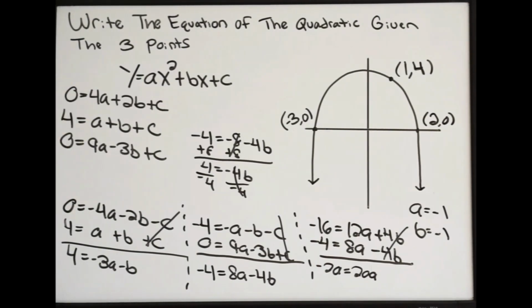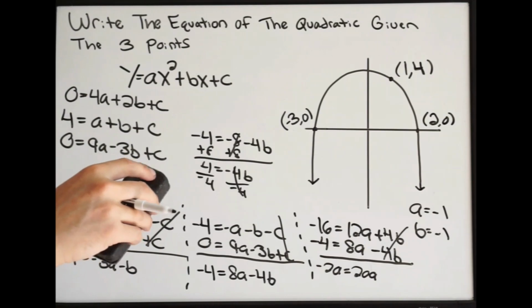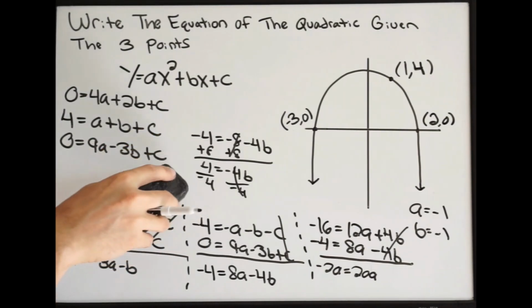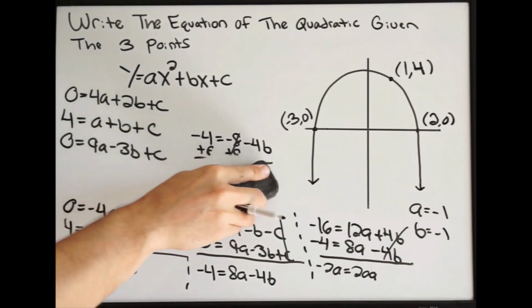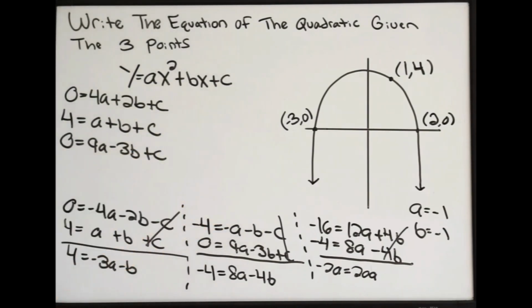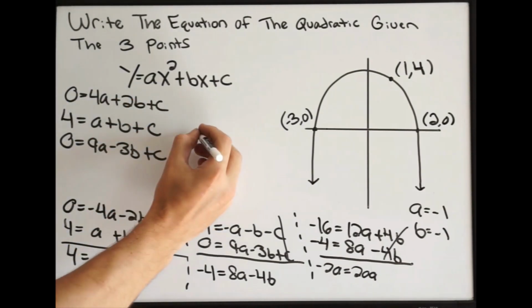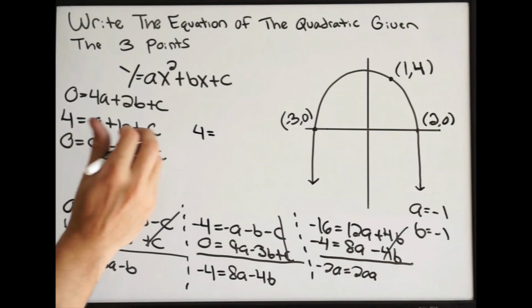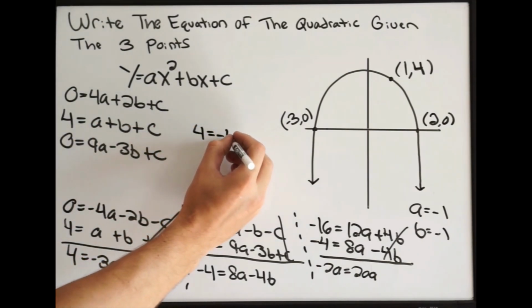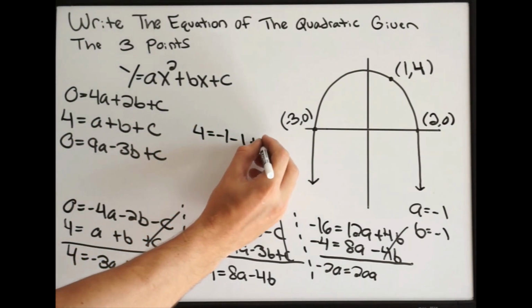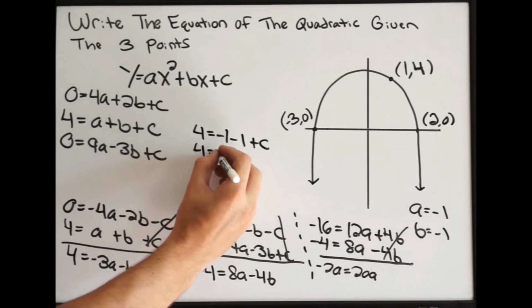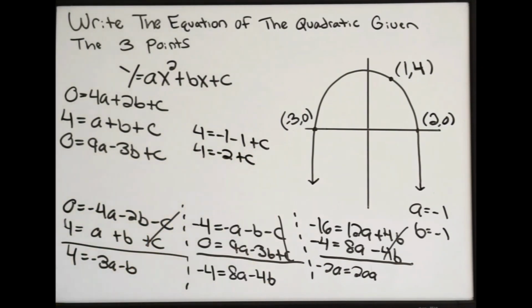So go back to your originals. You want to pick the easiest one. Equation 2 looks fairly simple. Let's go ahead and plug a and b in, and we can solve for c. Alright, so I'm just going to go ahead and erase this so we have room. So let's go ahead and do that. And just plugging it into this equation, we're going to get 4 equal to a is negative 1, b is negative 1, and we just have plus c. So we get 4 equal to negative 2 plus c.